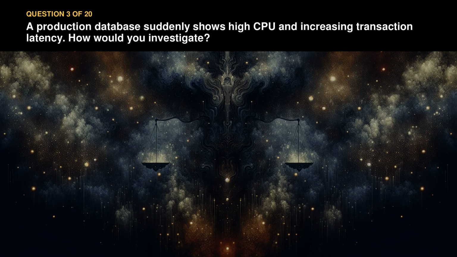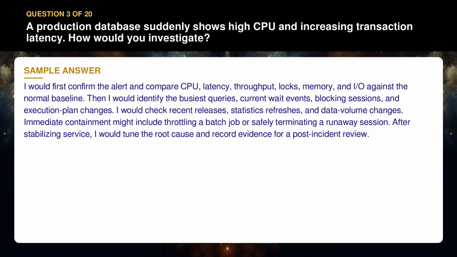Question 3. A production database suddenly shows high CPU and increasing transaction latency. How would you investigate? I would first confirm the alert and compare CPU, latency, throughput, locks, memory, and I/O against the normal baseline. Then I would identify the busiest queries, current wait events, blocking sessions, and execution plan changes. I would check recent releases, statistics refreshes, and data volume changes.